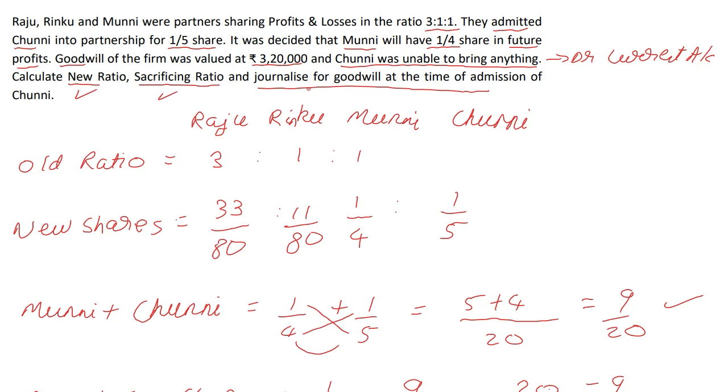sacrifice ratio done. The last thing we need to do is journalize for goodwill at the time of admission of Chunni. Okay, and we need to pass a journal entry, which is quite straightforward as long as you're familiar with the basics. The standard journal entry when a new partner is coming but does not have the money, we debit her current account. If an existing partner there, they have to compensate the other existing partners, old partners, because they're taking a higher share.